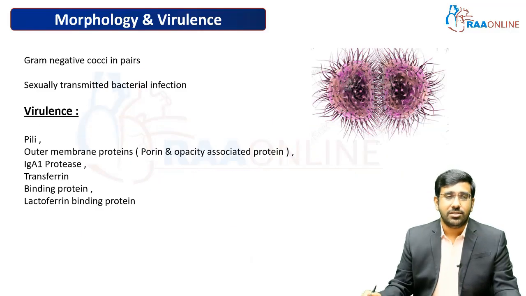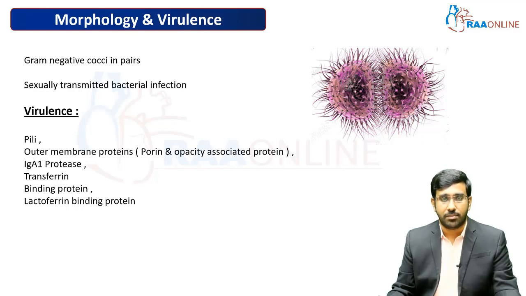So coming to the morphology, it is going to be a diplococci, that is a gram-negative cocci, which is going to be arranged in pairs, and it is going to be one of the sexually transmitted bacterial infections.